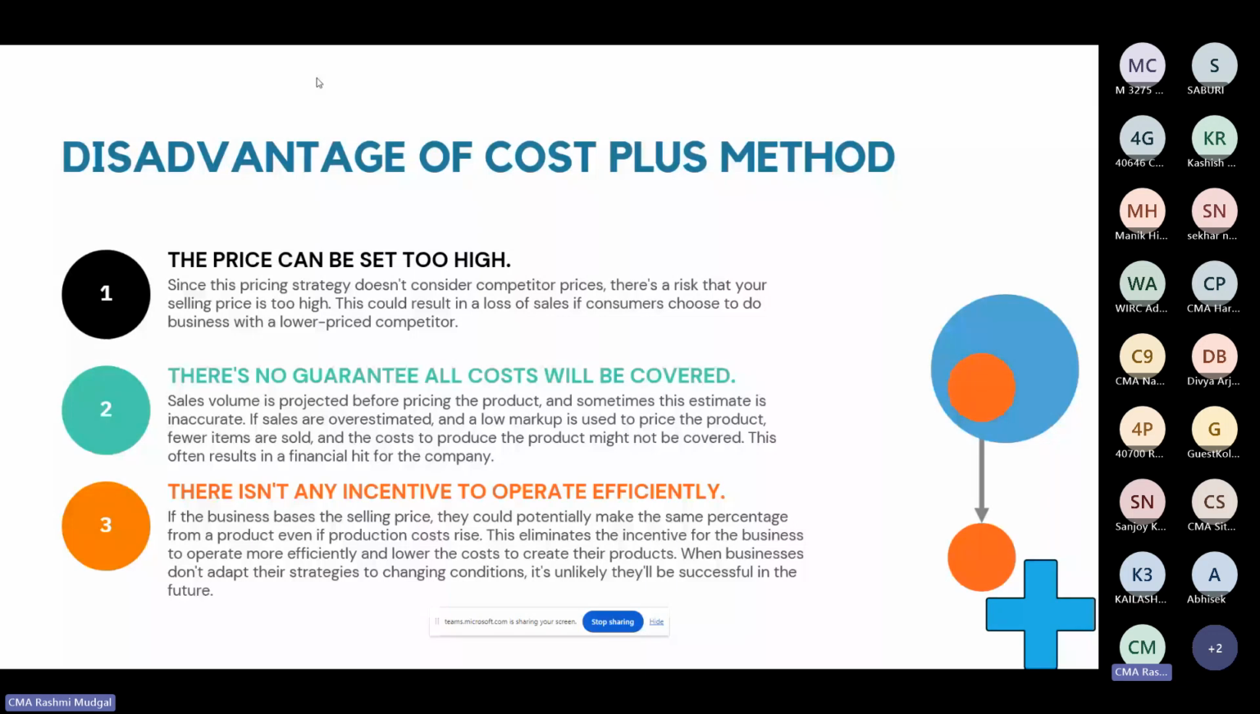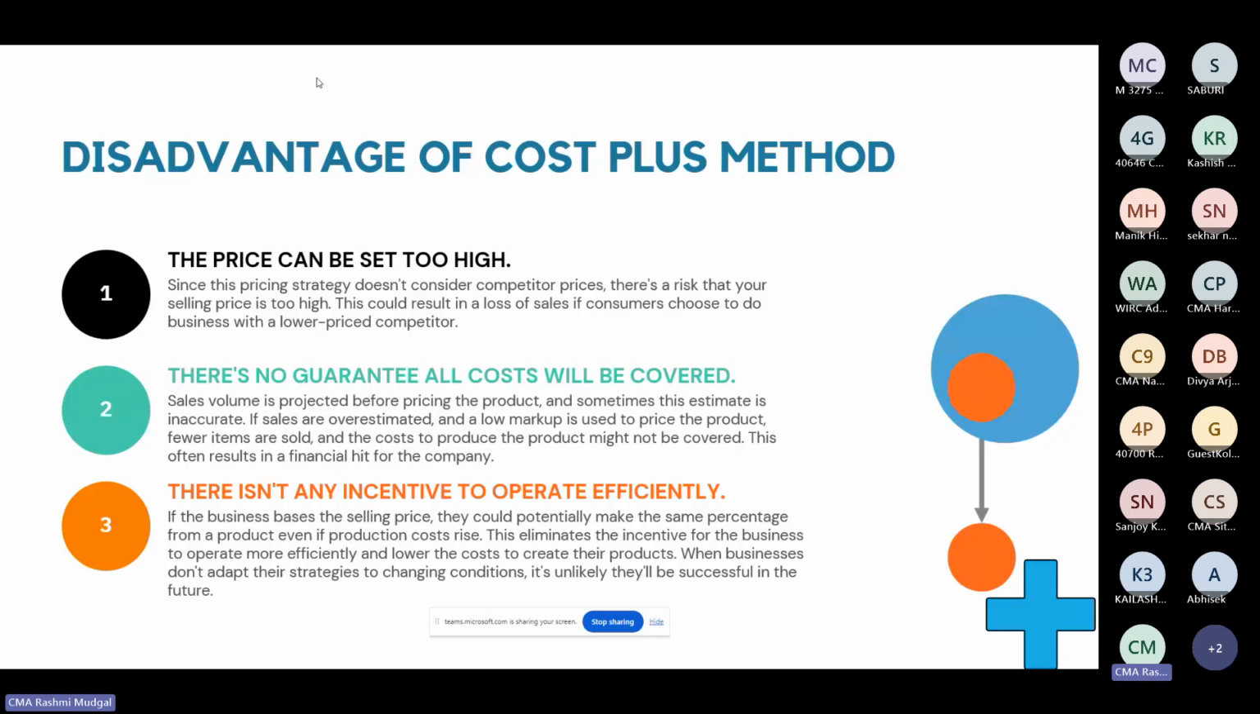Disadvantage of the cost plus method: the price can be set too high. If there is a high price, there are lower-priced competitors also. They will definitely get your clients. There is always a person who is giving you better quality at a lower price. So people will move, and in the Indian market, people are buying Chinese products because the Indian product is at a higher price.